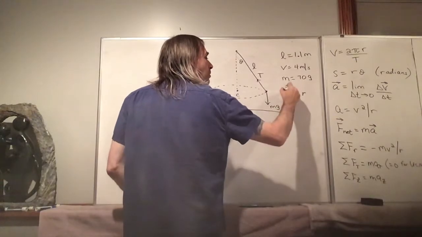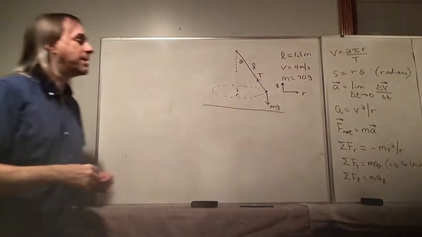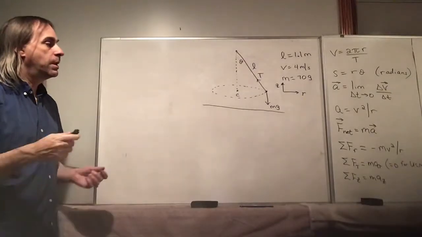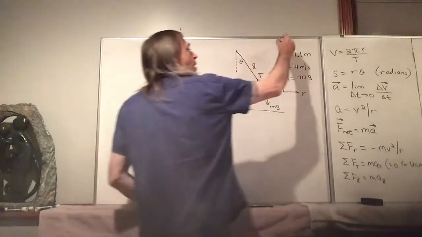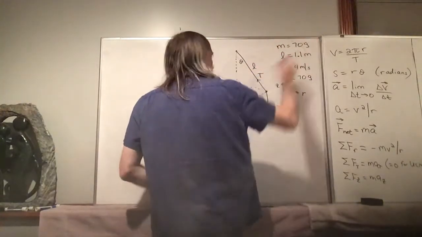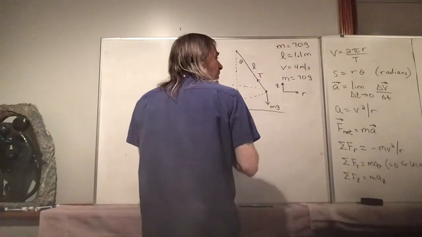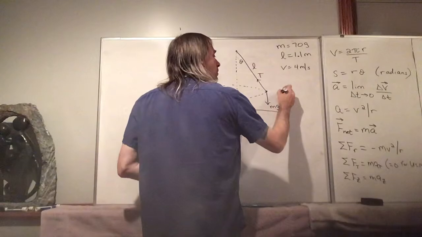That's our radial direction. And upwards is our z direction. So we have our standard coordinate system. Mass is 70 grams. We'll put that up here, a little more room for our coordinate system.